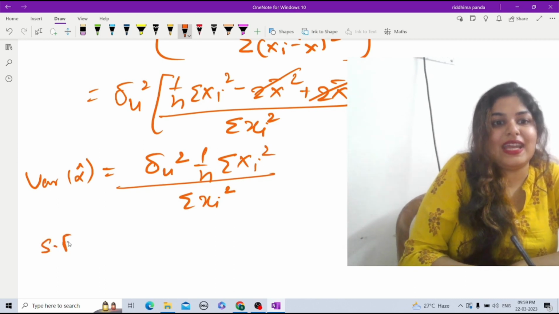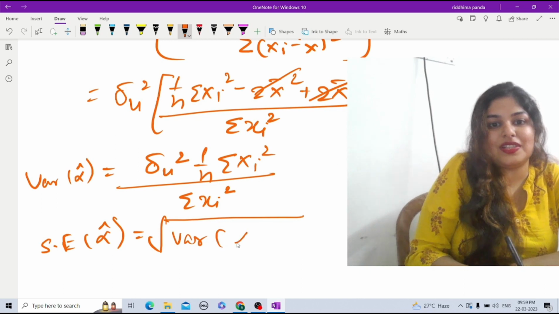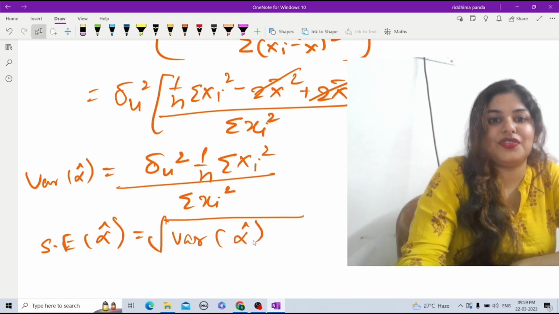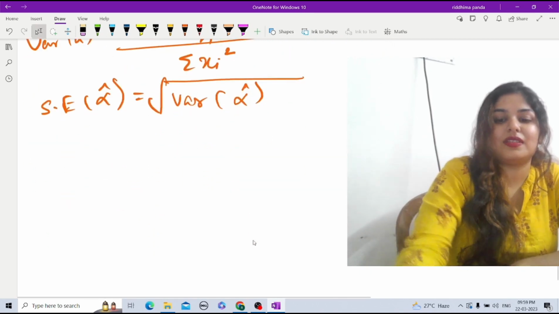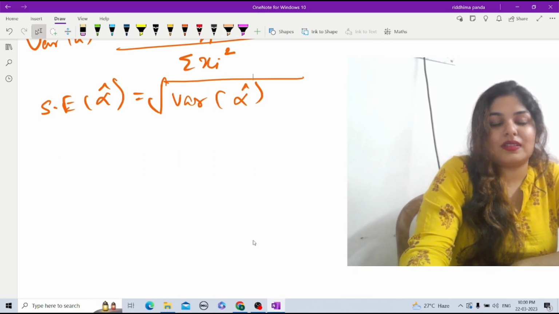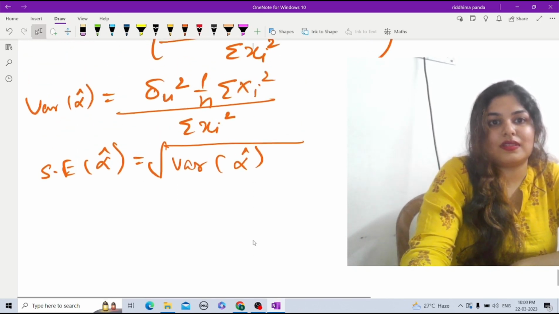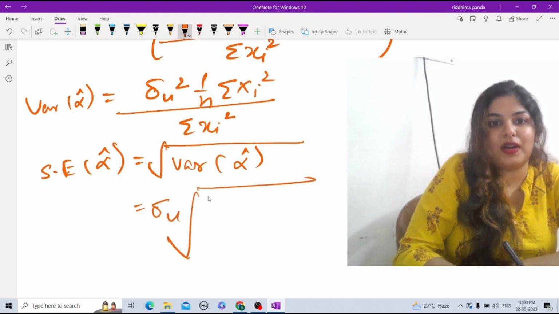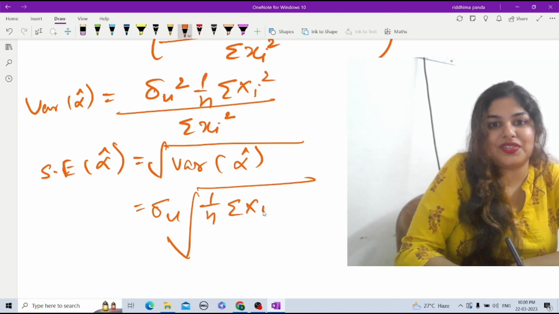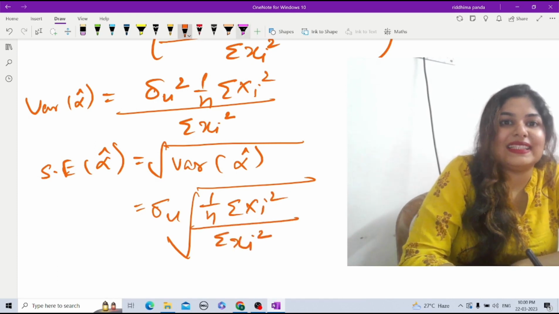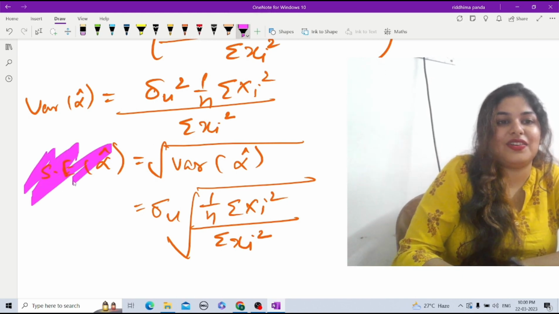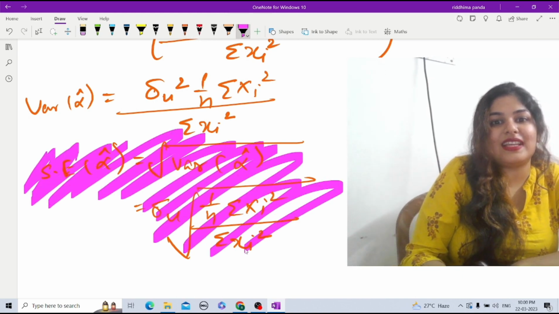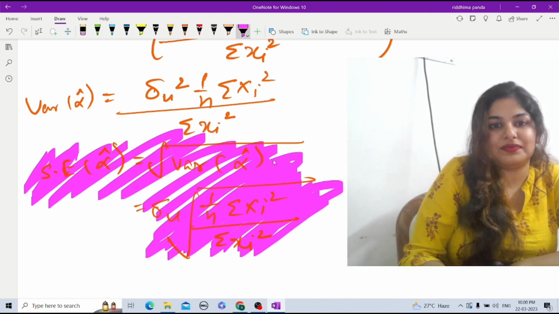So standard error of alpha hat is equals to root over variance of alpha hat, which is sigma u whole to the power root (1 by n summation capital xi square by summation small xi square). And this is the standard error of alpha hat. So this is another answer, right?